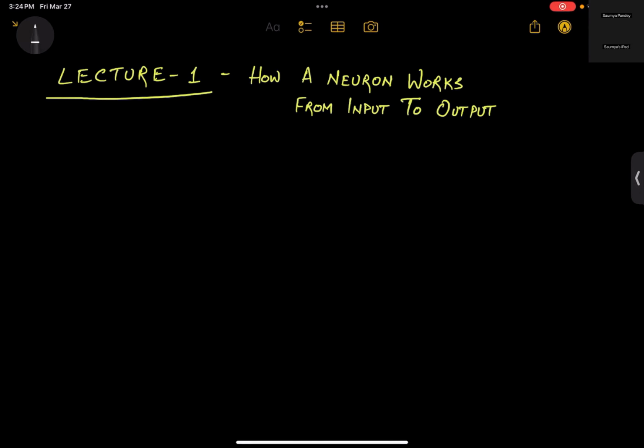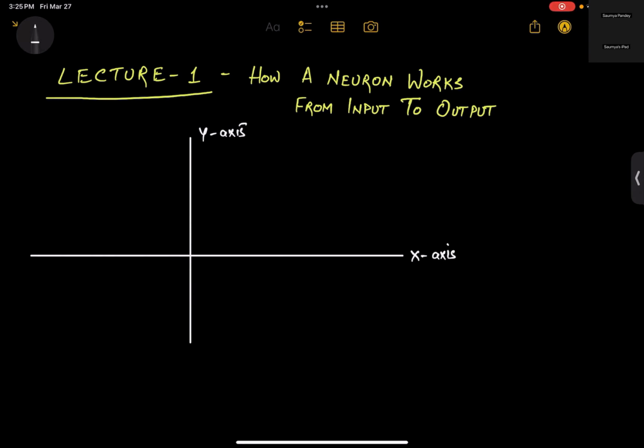Okay, let's forget about neural networks for a second, right? And build everything from scratch. So let us draw this is our x-axis. This is our y-axis. So imagine we have some input and we want to produce an output, right? And we all are familiar with this equation. Okay, let me just write it this way.